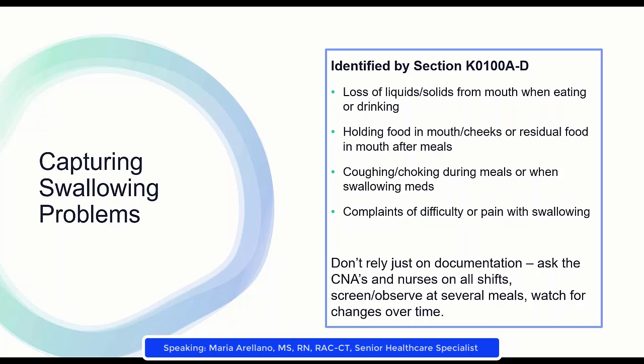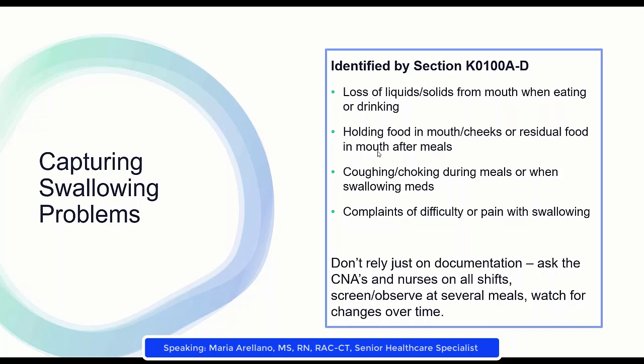And so a lot of times folks are coming in from the hospital debilitated, right? Especially if they're coming in from the hospital recovering from COVID, they're going to be very deconditioned, right? And swallowing can be a real chore and very exhausting, right? So this is where CNAs are going to come in very handy in looking for these symptoms.